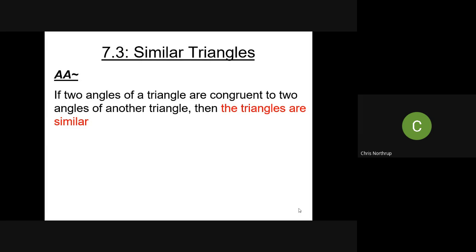In this video, we're going to learn 3 shortcuts for showing that two triangles are similar to each other. Just keep in mind that similar is not the same as congruent. They're the same shape, but they can be different sizes.